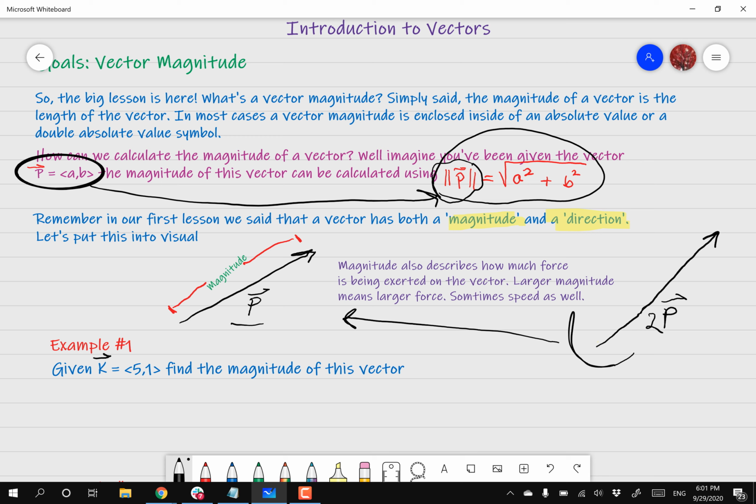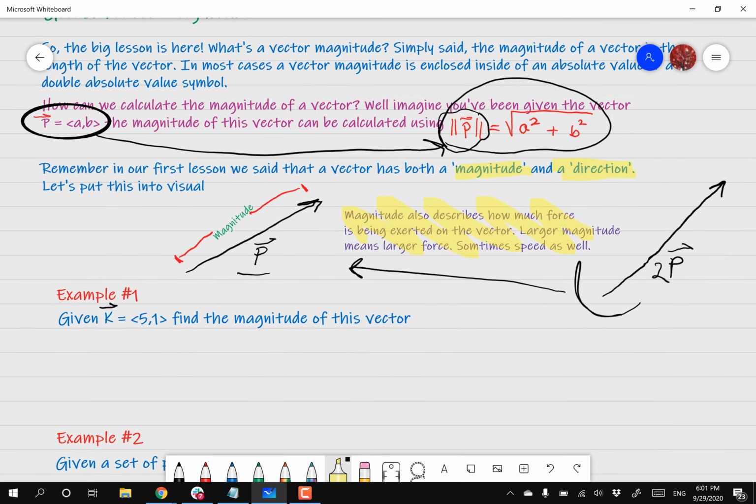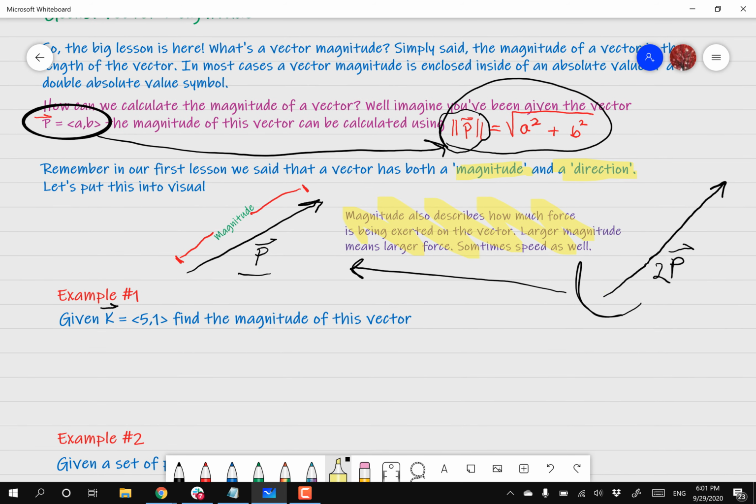If you're in physics, you're obviously going to be talking about vector magnitudes. Vector magnitudes also describe how much force is being pushed on a vector. And obviously, with larger vectors, you're going to have a larger magnitude. This also goes with speed as well, but I'm not really going to go into physics here. So let's talk about our first example to make some sense out of what we just talked about.